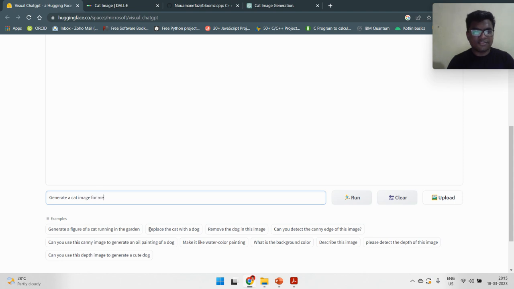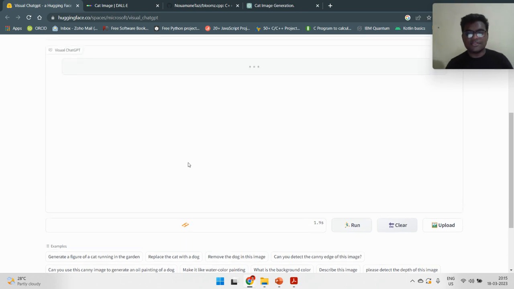Generate a cat image for me. Yes, we'll run it. So it just takes some time, so we'll just wait. So how does Visual Chat GPT understand it, and how is it going to generate a cat image for me?